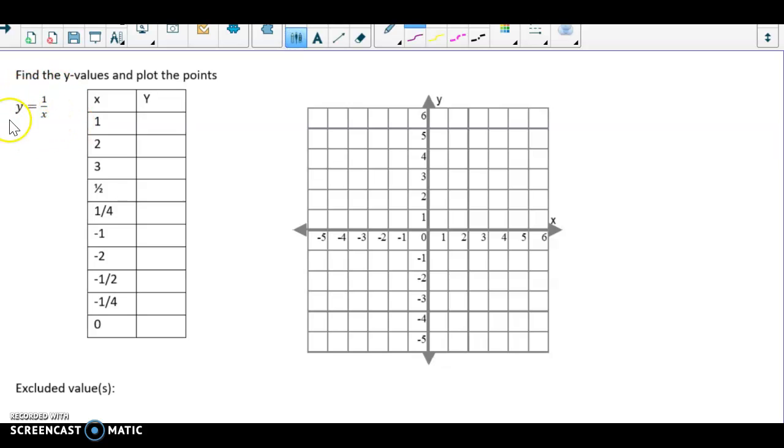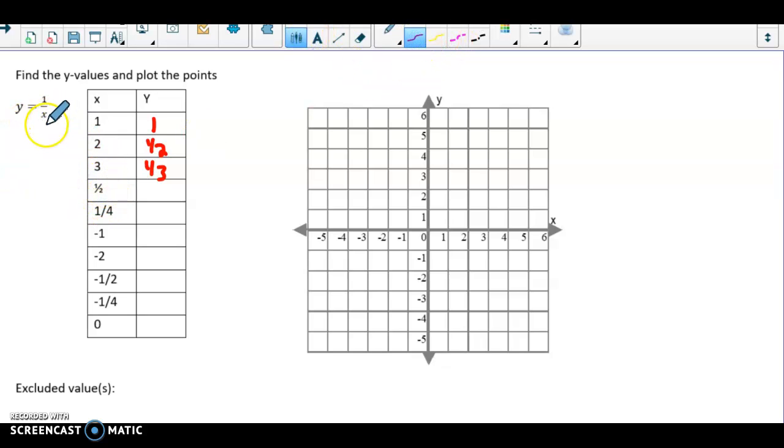Here's our function, y equals 1 over x. And I'm giving you a bunch of x values to use. So in other words, we're putting 1 in for x, for example. So that would be y equals 1 over 1. Well, that would be 1. Then we're going to put 2 in for x. Y equals 1 over 2. That's a half. Then we put 3 in for x. Y equals 1 over 3. Not too tough so far, huh? They will not be real fun to graph, but we'll get to that in a minute. We'll plot the points in a second.